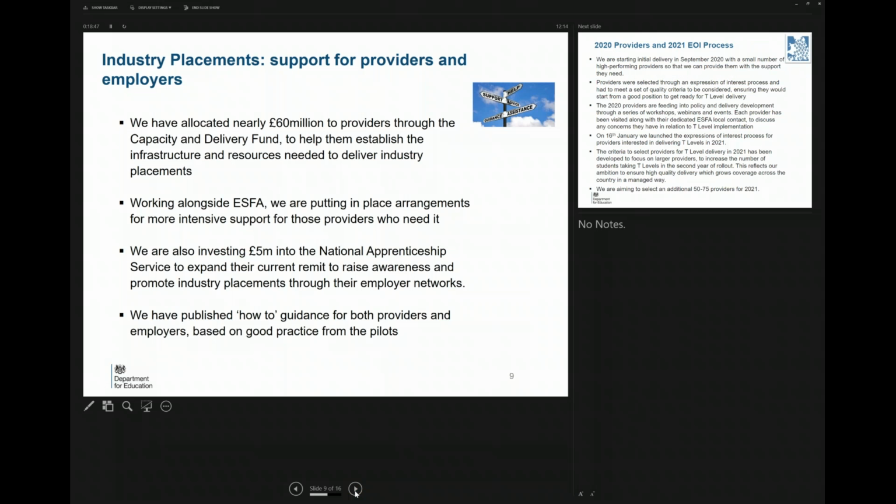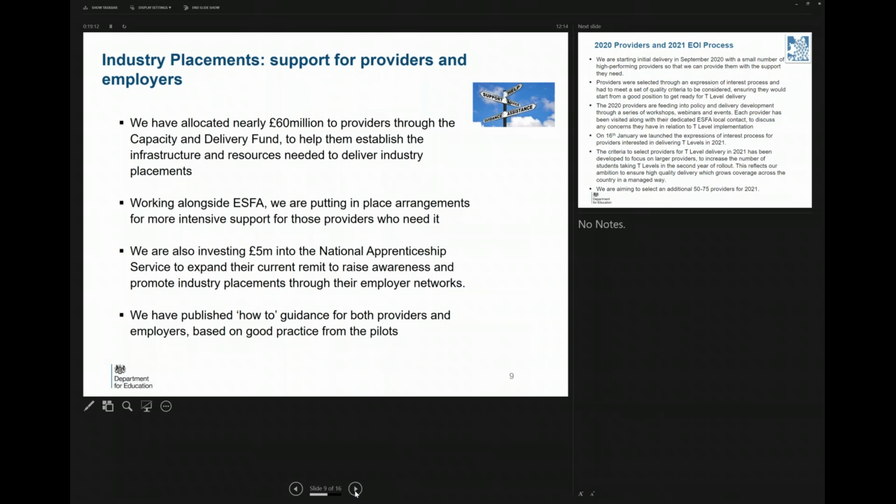In light of the scale of the challenge and recognising that a 3-month placement is quite significantly different to the current couple of weeks of experience that many young people have, we have allocated 60 million to providers this year, so in 18-19, and that will continue into next year to help them to establish the infrastructure and resources that they need in order to deliver industry placements.